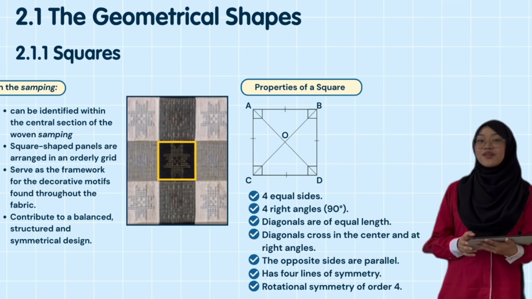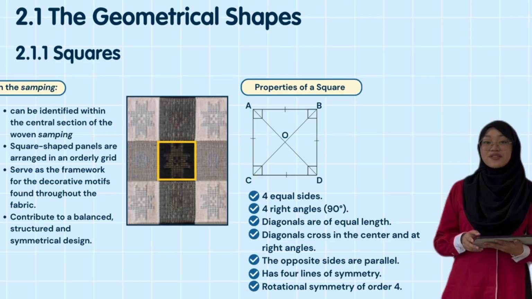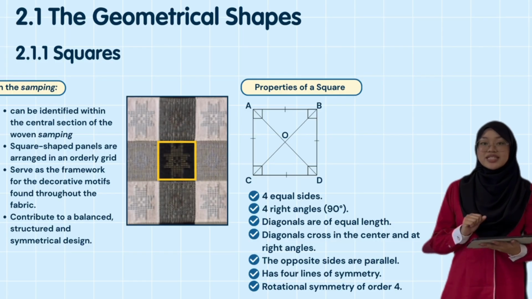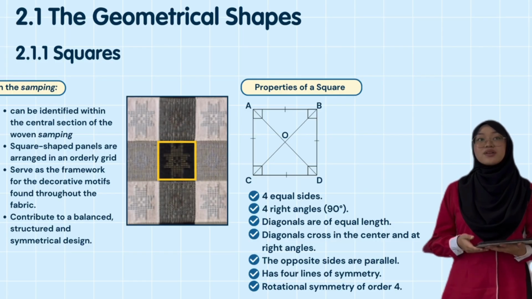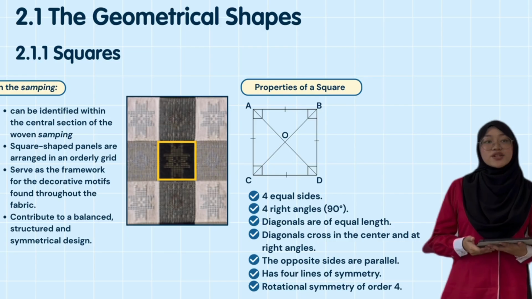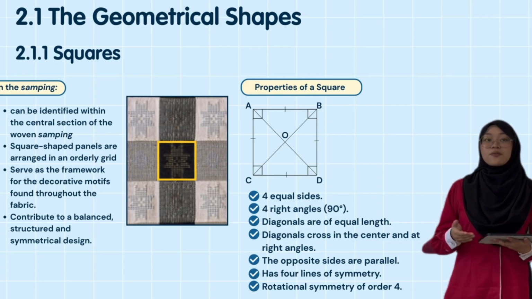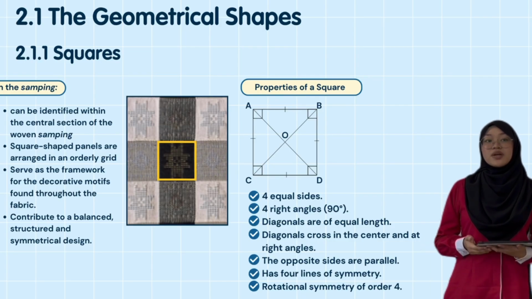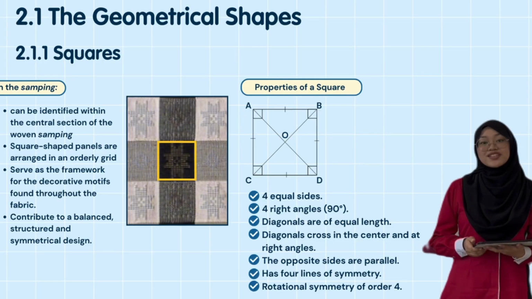The first shape that can be found in samping is the square. A square is a rectangle that has two congruent adjacent sides. Square shapes can be easily identified within the central section of the woven samping. The square-shaped petals are arranged in an orderly grid, and serve as the framework for the decorative motifs found throughout the fabric. This shape contributes to a balanced, structured, and symmetrical design in the samping.